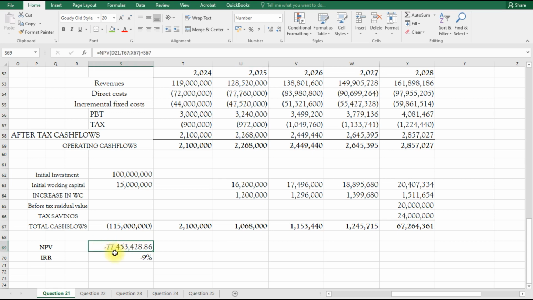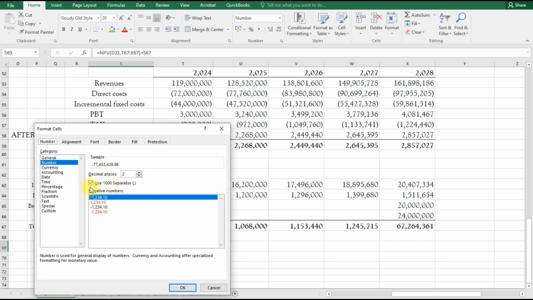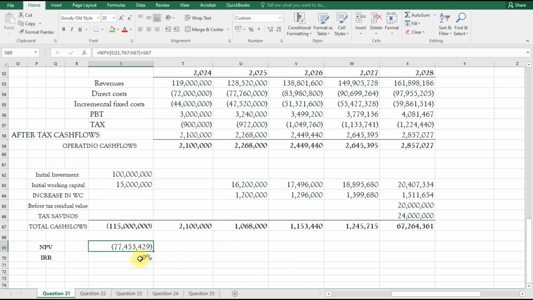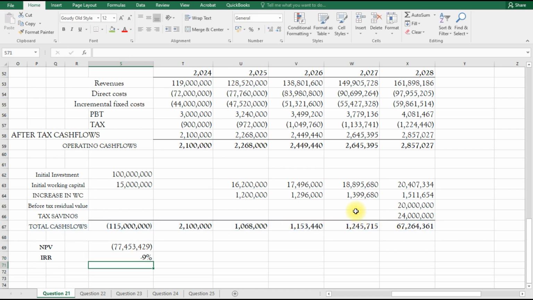In this case, our NPV is negative 77. Just format that cell to give me a bracket and a bracket. Yeah, -77 is our NPV. And I believe IRR already has picked, but we shall just calculate our IRR, just pick the values and enter. Yeah, we have an IRR of negative 9 in this case.